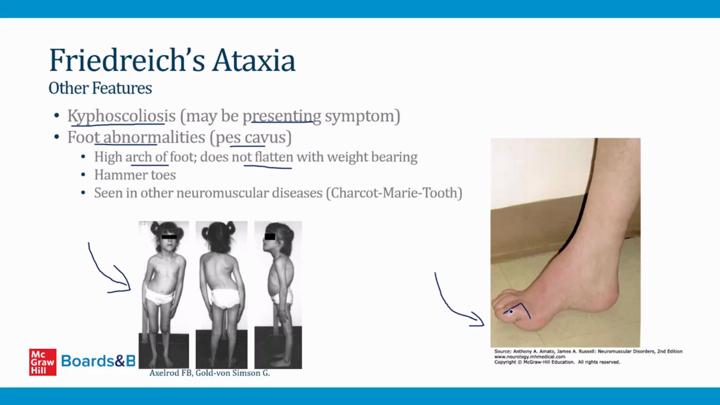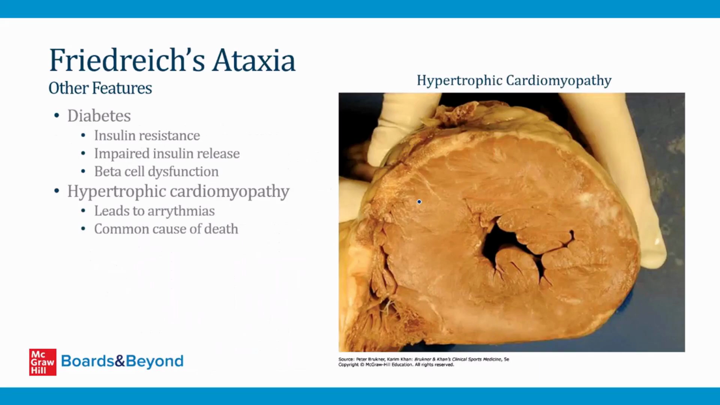And these findings aren't specific to Friedreich's ataxia. You can see these findings in the foot in other neuromuscular diseases where patients have abnormal sensation in the lower extremities. In particular, Charcot-Marie-Tooth, which is a condition I talk about in other videos, also can lead to these same foot abnormalities shown here. And then finally, because Friedreich's ataxia can affect the pancreas and the heart, it can lead to cardiomyopathy and also diabetes. So people who have this disorder often develop insulin resistance, impaired insulin release, and beta cell dysfunction, and all of this can lead to diabetes.